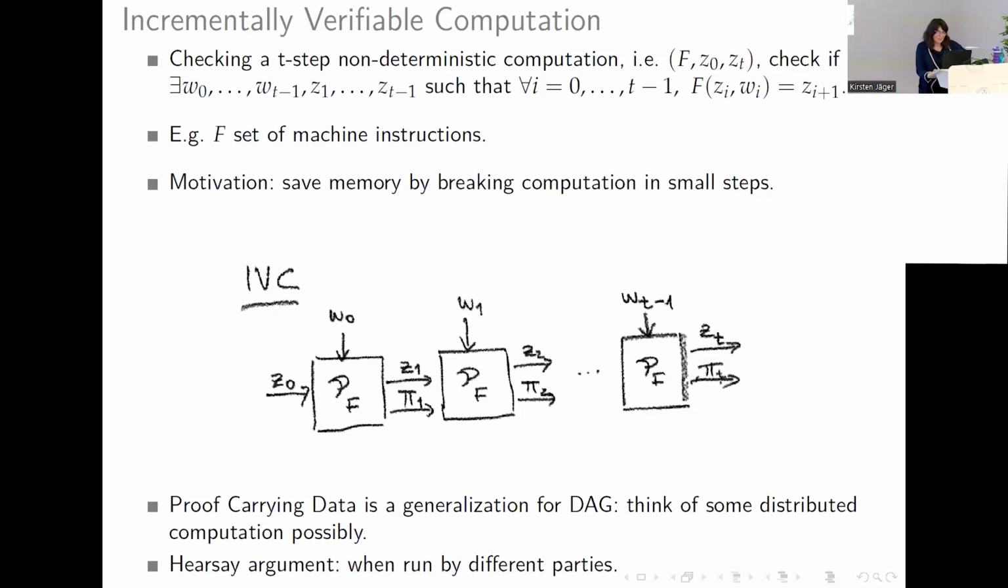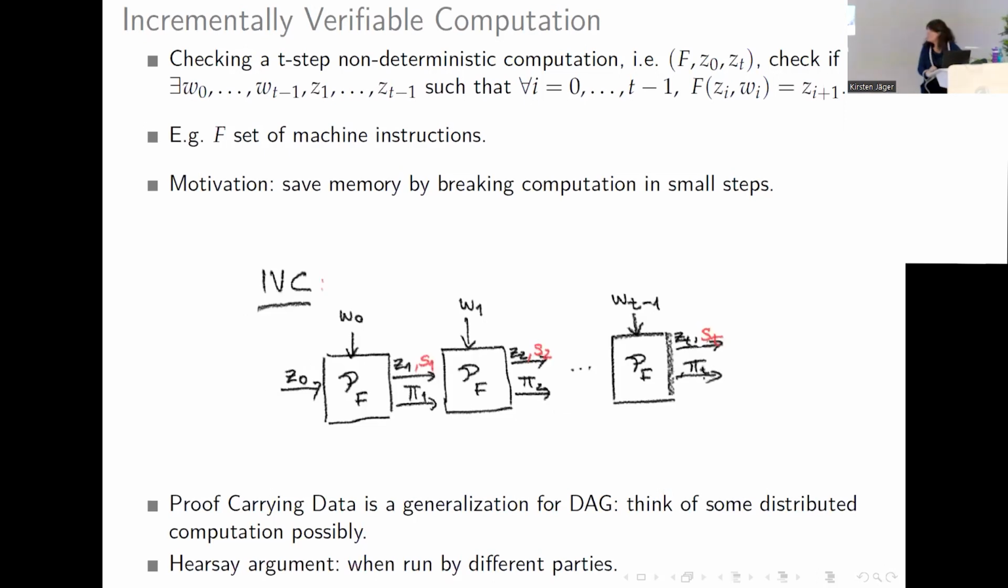Now maybe this concept is used a bit more loosely, so it's also accepted that there is some kind of state that can be private information that is transmitted from one step of the computation to the other.